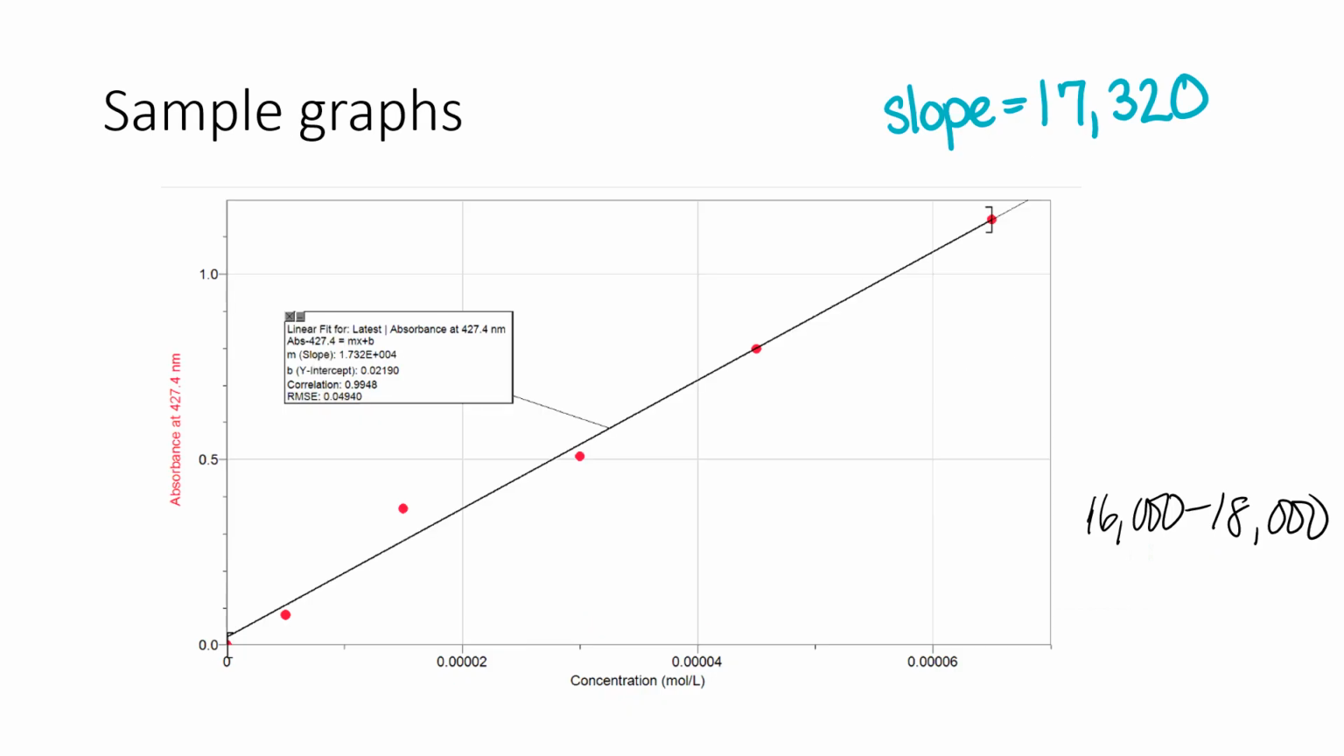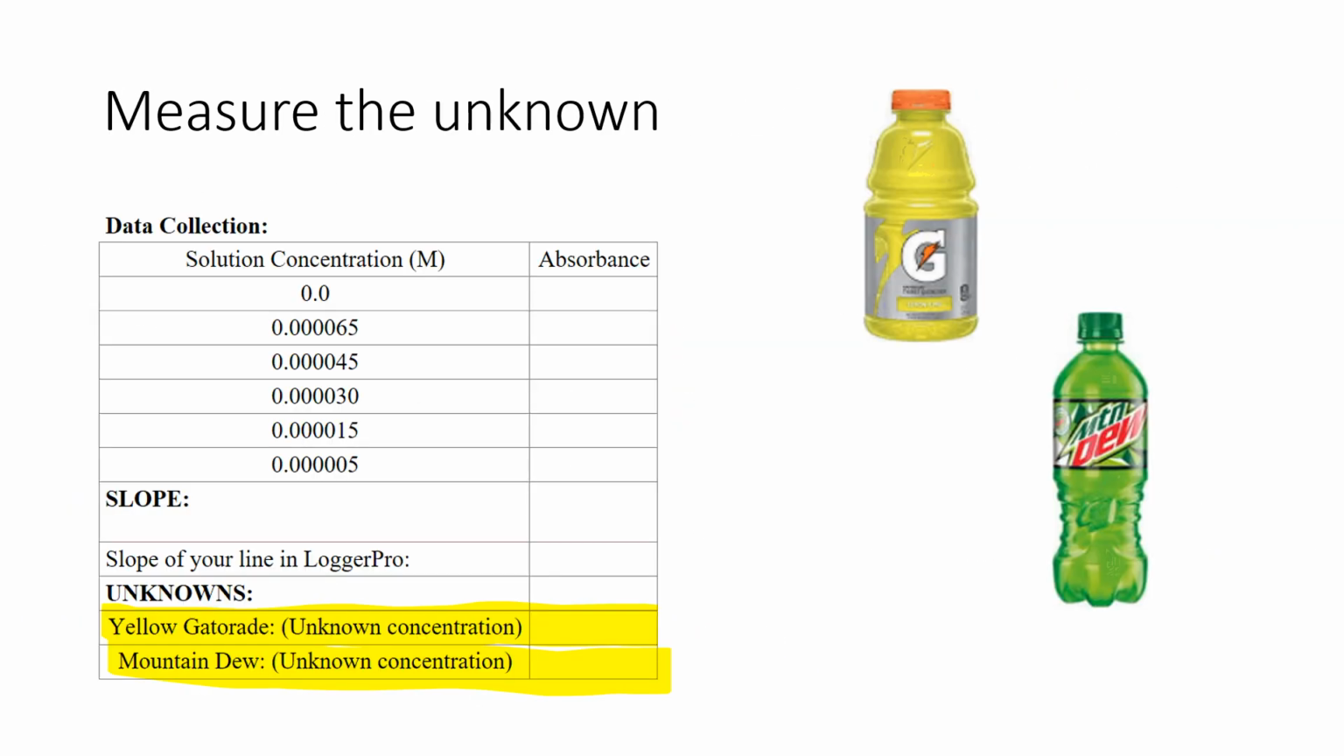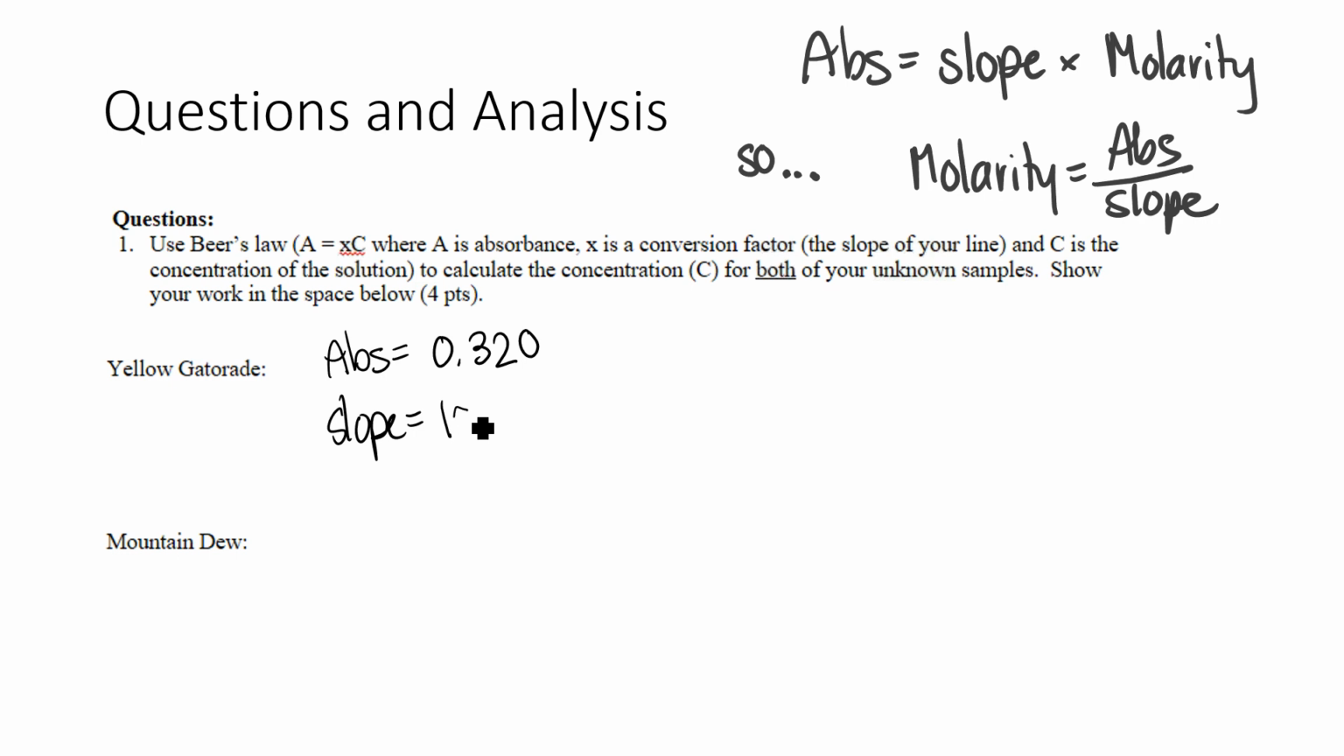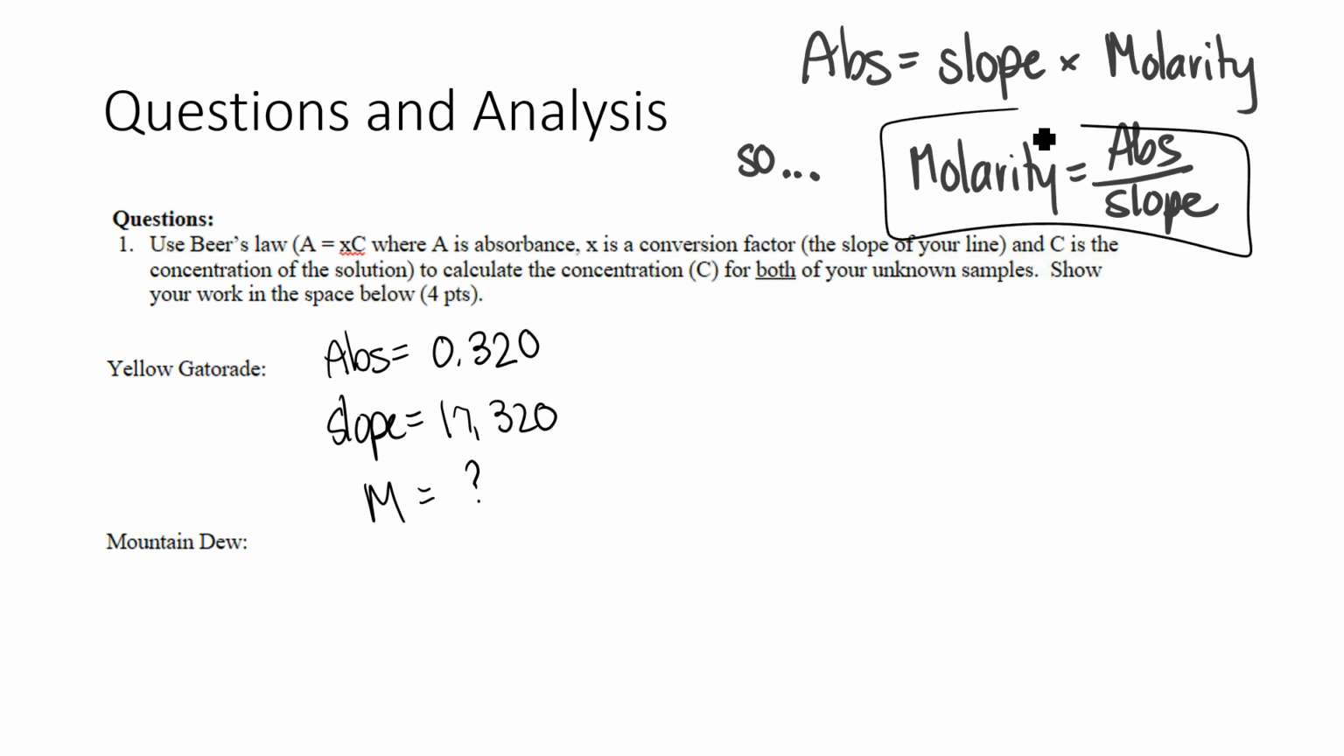That's 17,320. Okay, so slope is 17,320. And what is the molarity? I don't know. So I'm going to use this equation right here. The molarity is the absorbance divided by the slope. And notice how it's a small number divided by a pretty big number. So our answer should be pretty small.